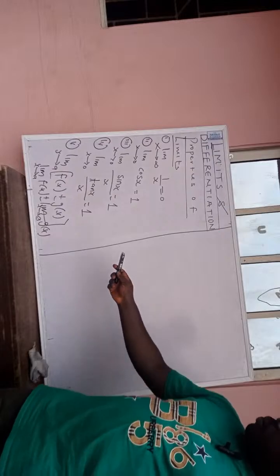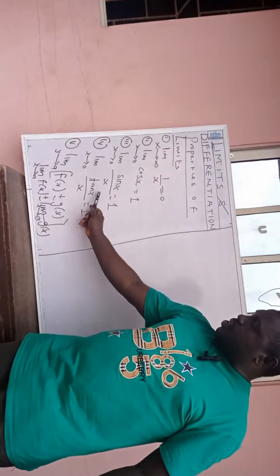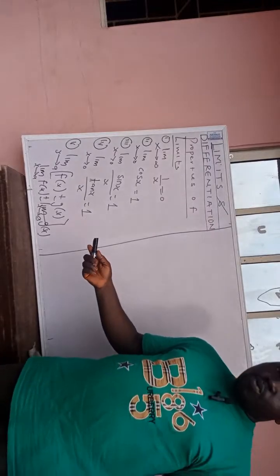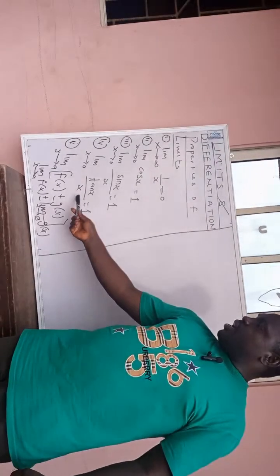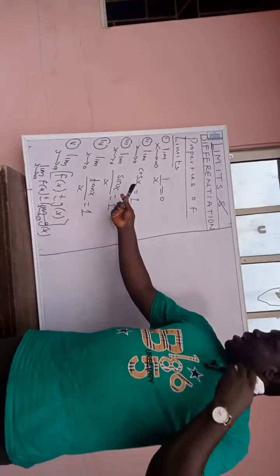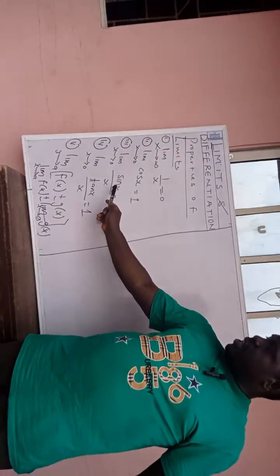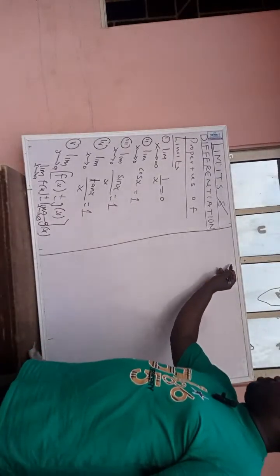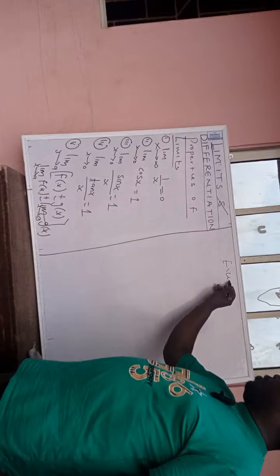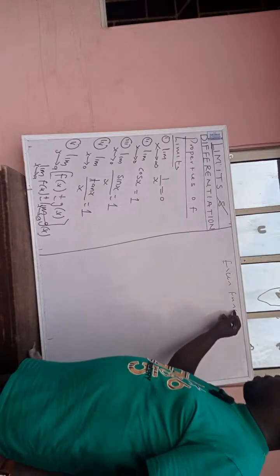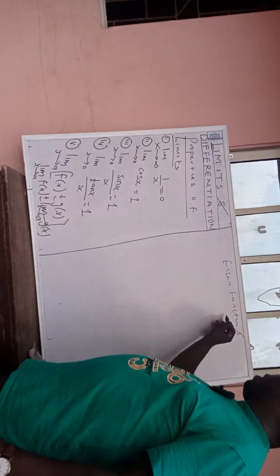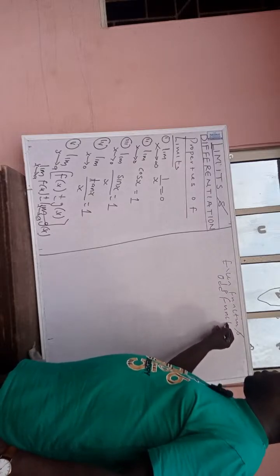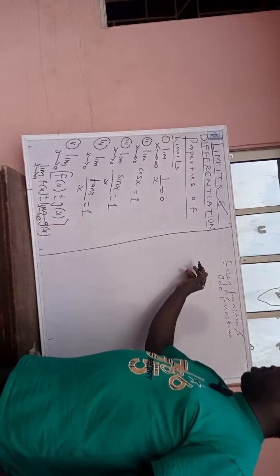But you might be wondering, why sine x over x? Maybe you're not familiar with this, and you are wondering, why is this one having x down, and this one is not having x down, and this is having x. Now you need to know something. There's what we call even function and odd function. Now, let me summarize what this even function is.